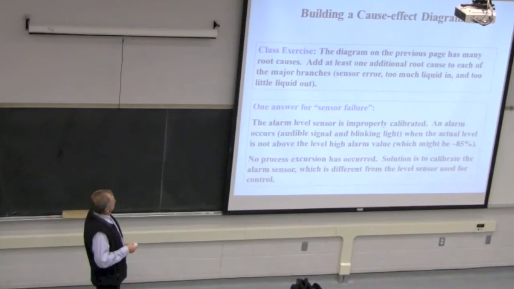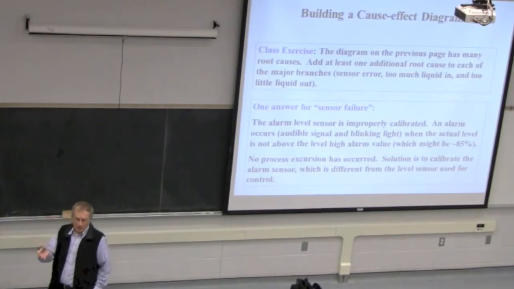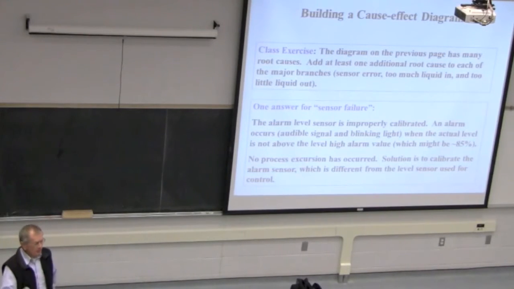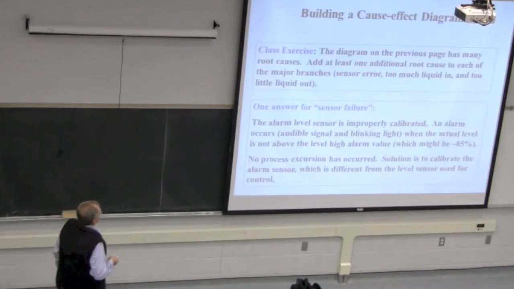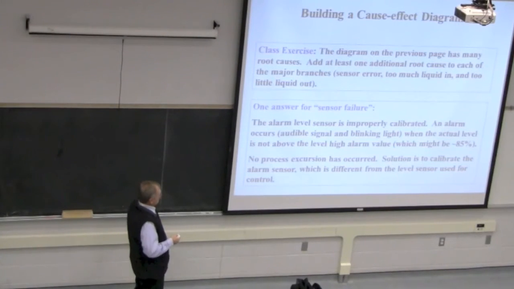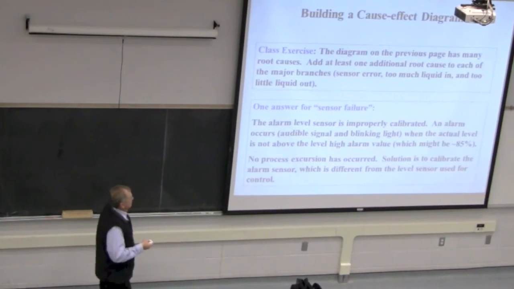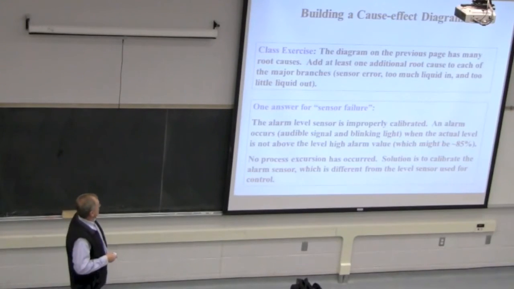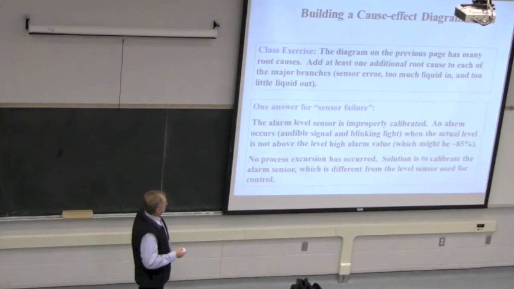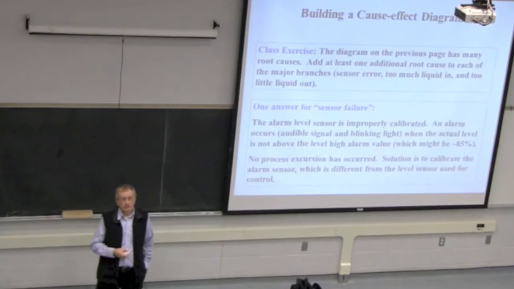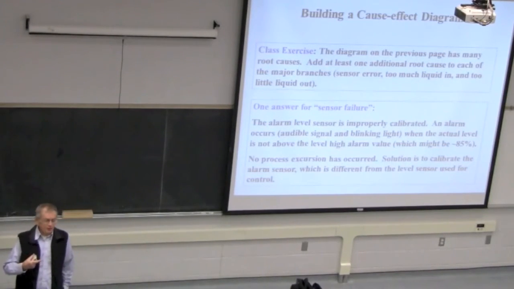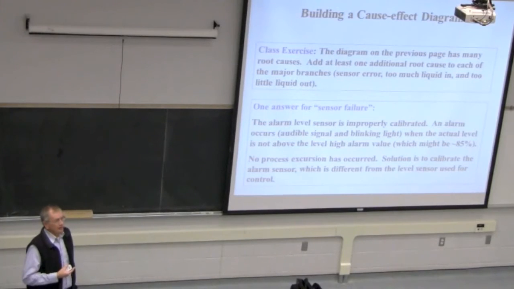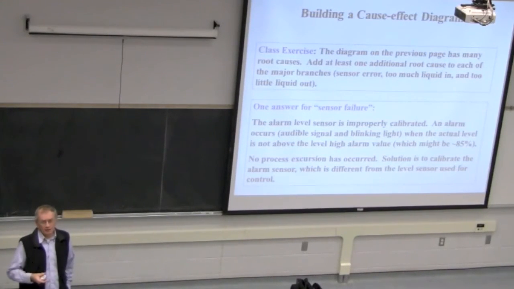So, for one answer on sensor failure, the alarm sensor has been improperly calibrated. So where the alarm maybe should have gone off at 80%, somebody calibrated it at 60%. Alarm occurs when the actual level is not above, it is not high. Okay. So no excursion has occurred, and the solution is to recalibrate the alarm sensor. So alarm sensors, everything that can be calibrated can be miscalibrated. I was working in a plant and it kept shutting down. And every time it shut down, it cost us about $500,000.